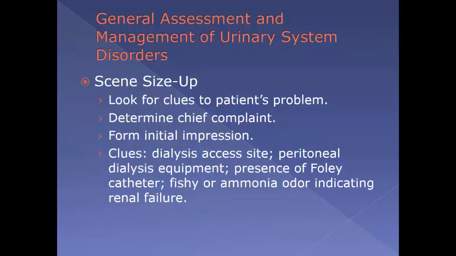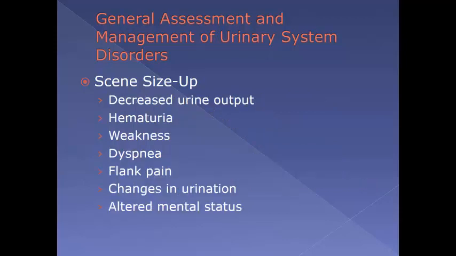Some things that we're looking for: dialysis access sites, any kind of dialysis equipment if they do peritoneal home dialysis, if they have a Foley catheter, any kind of fishy or ammonia type smell could be renal failure as well, both acute and chronic. So we're going to look for or ask for any decreased urinary output, and this is going to be compared to what's normal for them.